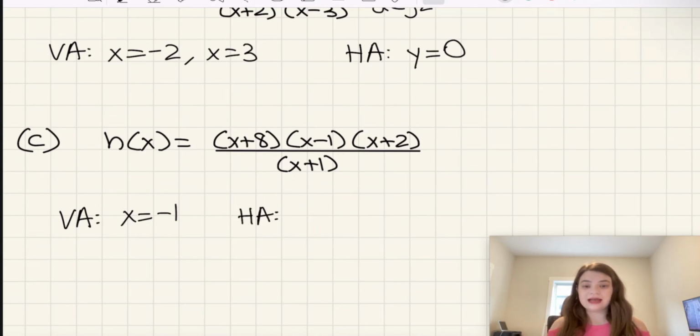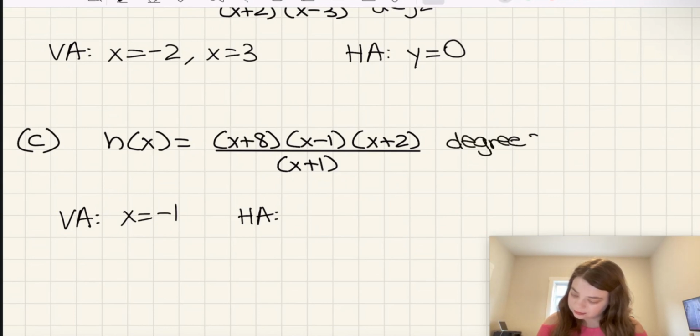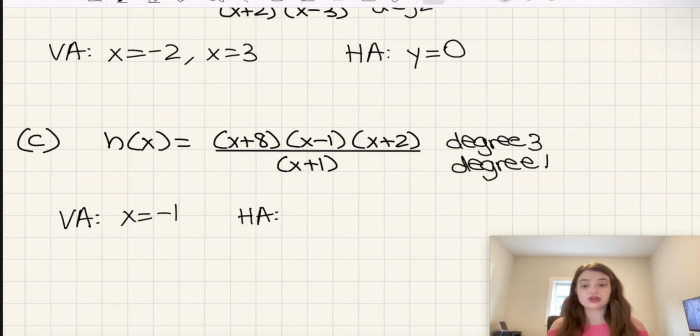As for horizontal asymptotes, in this case, the degree of the numerator is degree 3. If we were to expand this, we'd get x cubed. And for the denominator, we just have degree 1. And so therefore, there are no horizontal asymptotes, because when the degree of the numerator is larger than the degree of the denominator, which it is in this case, that tells us that there are no horizontal asymptotes.